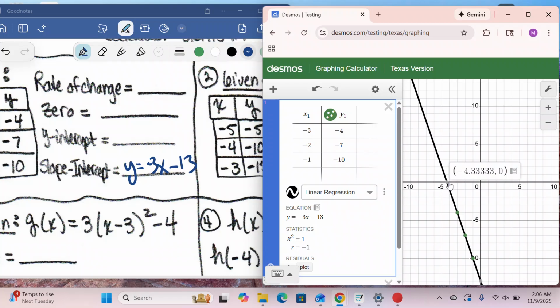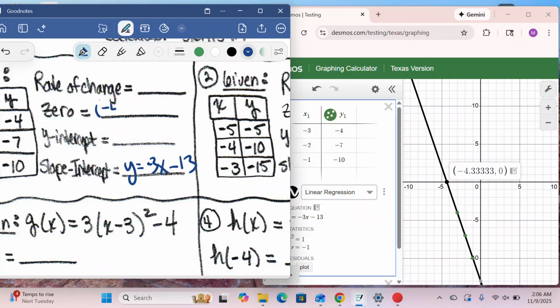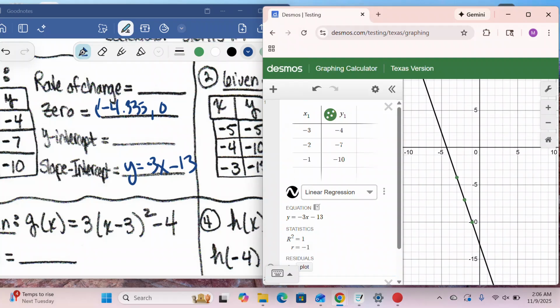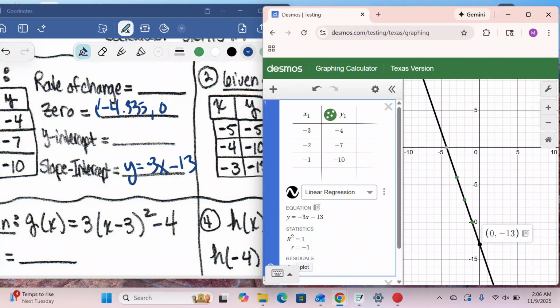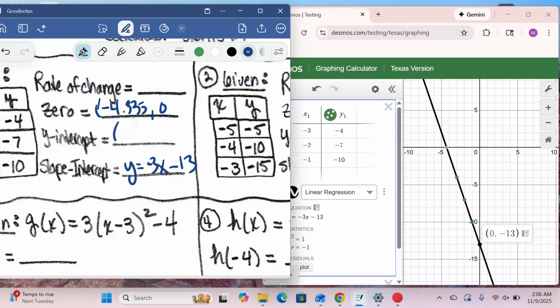Next, I'm going to find my x-intercept. My x-intercept is -4.33, comma 0. So that's the same as my zero, which is -4.333, comma 0. Then I'm going to go to my y-intercept, and I'm going to see where it crosses my y-axis, and it crosses at 0, comma -13.